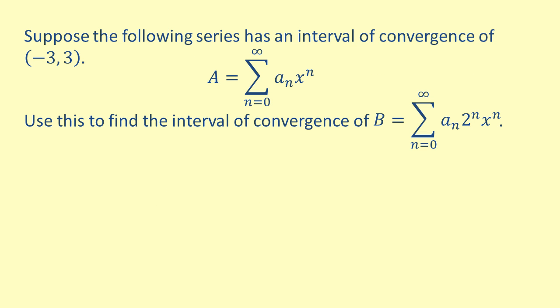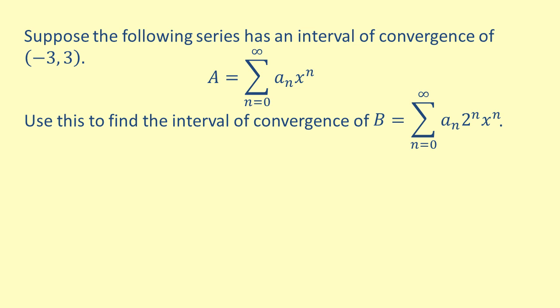Let's start with the same power series as earlier and call it series A. Find the interval of convergence of series B, defined as the sum of a sub n times 2 to the n times x to the n. Series A converges for all values of x in the range -3 to 3.